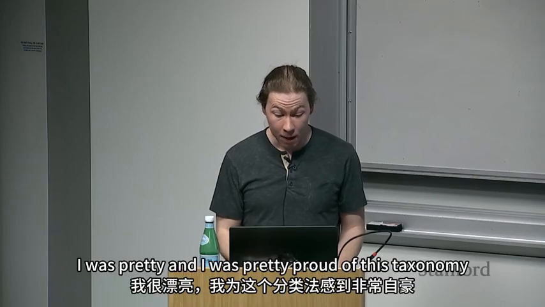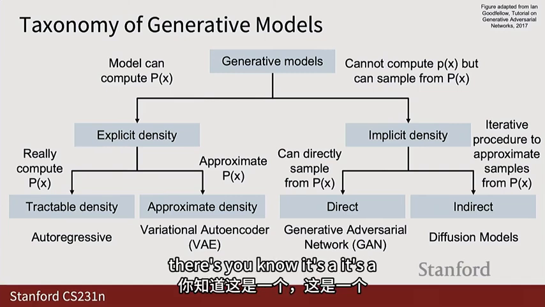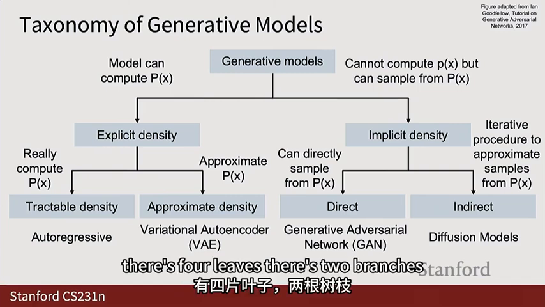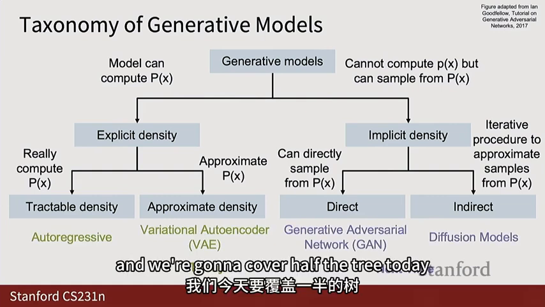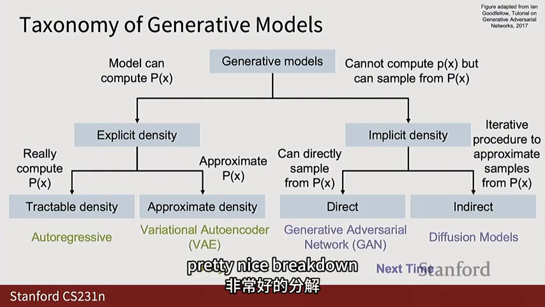Okay. And I was pretty proud of this taxonomy because it's very symmetric. There's four leaves, there's two branches, and we're going to cover half the tree today and half the tree next time. So I thought that was a pretty nice breakdown.